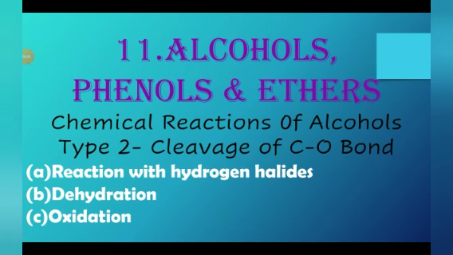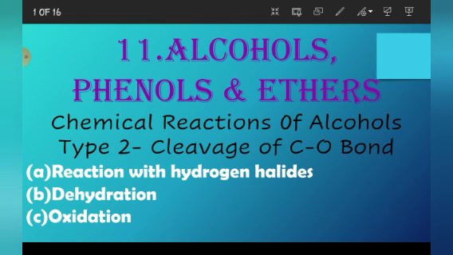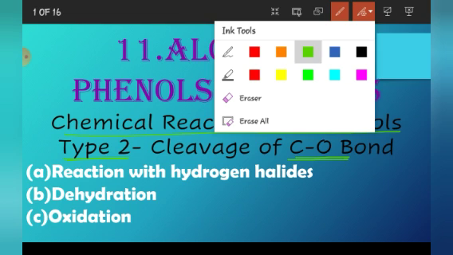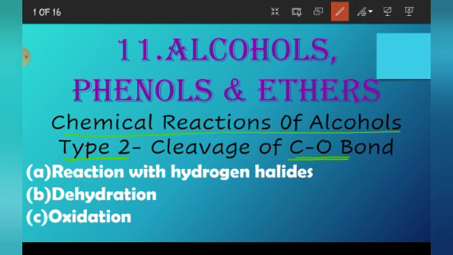Hello, my dear students. Today again we will discuss chapter number 11, alcohols, phenols and ethers, and the topic will be our second type of chemical reactions. Chemical reactions of alcohols. Type 2 we are going to discuss, which is cleavage of C-O bond. And the first type of reactions we have already discussed, which was cleavage of O-H bond, right?